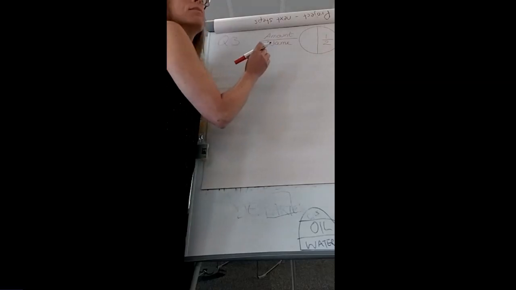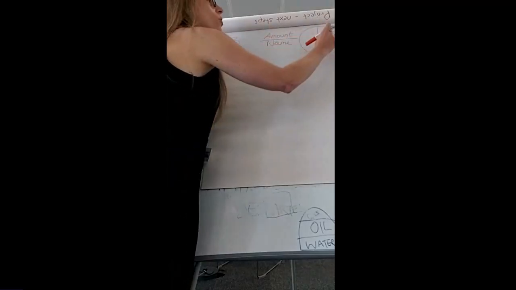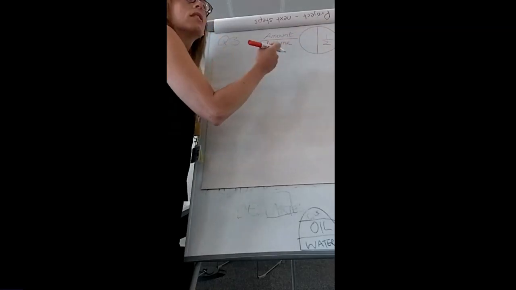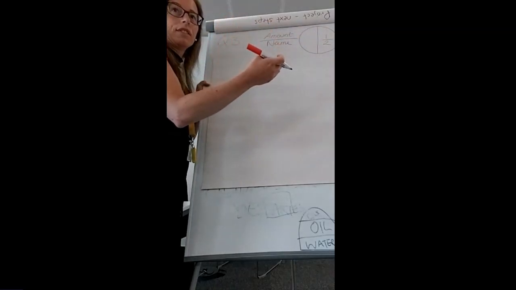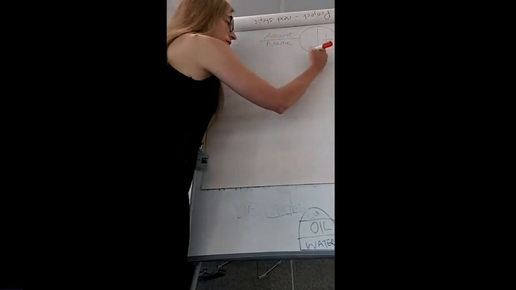That means you can add 2 of this to get the whole. Yes, so there are 2 of these pieces to make a whole. What is a whole? Do you know a fraction? 1. Yeah, that's good.